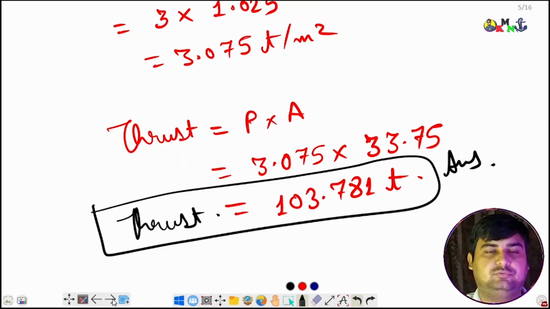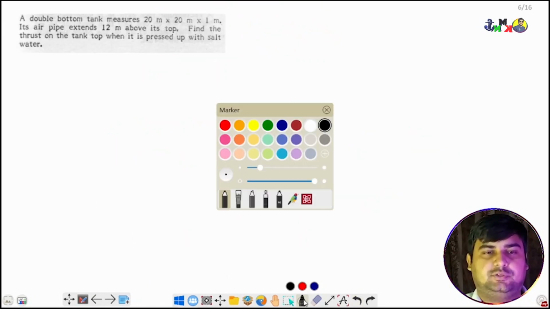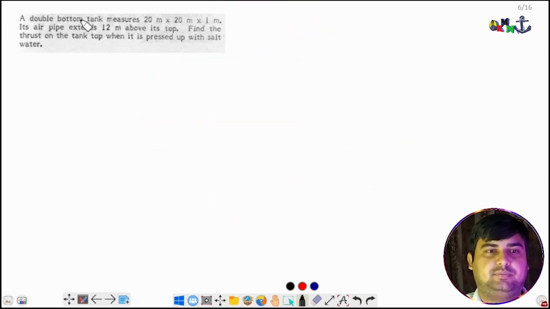Now we'll move forward to next question. The next question is, a double bottom tank measures 20 into 20 into 1, has its air pipe extends 12 meter above its top. Find the thrust on the tank top when it is pressed up with salt water.